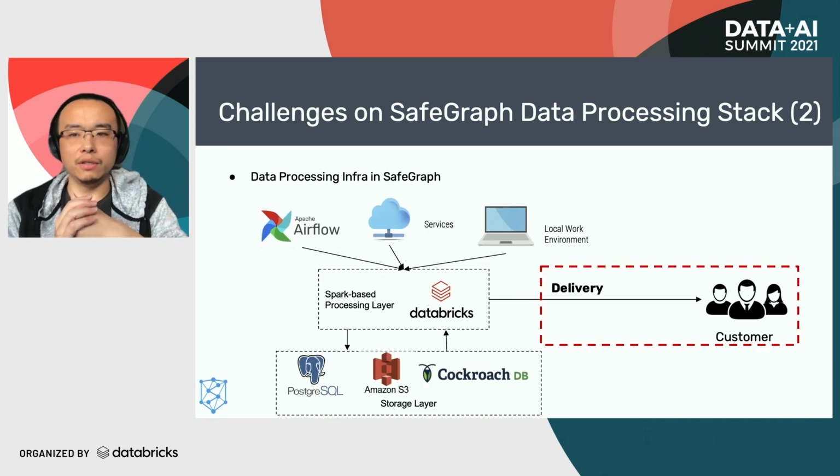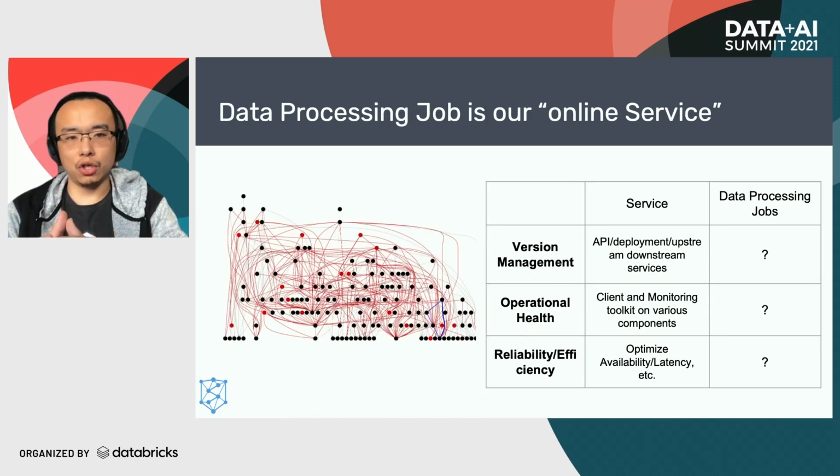However, the story is different at SafeGraph. As I said, we deliver datasets to our customers, and this dataset is directly generated from our processing layer. So we can say that the data processing jobs running in our infrastructure are our online service. So we need to do everything needed to operate a complicated service structure for our data processing jobs. Of course, there are a lot of things to do for maintaining services.